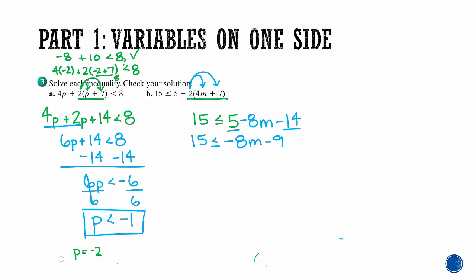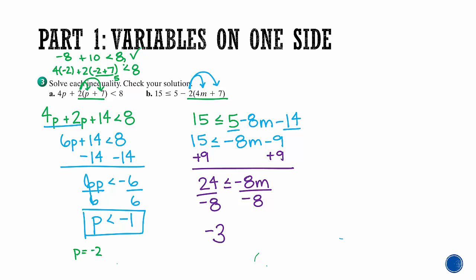And now that it's as simple as can be, we can get m alone. So I'm going to add 9 to both sides. This gives me 24 is less than or equal to negative 8m. And then divide everything by negative 8. So my answer becomes negative 3. Because I divided by a negative, I got to change the way my sign faces. And then we just have m left over. And remember, you can write the mirror image of this, but make sure the alligator is still munching on the negative 3.